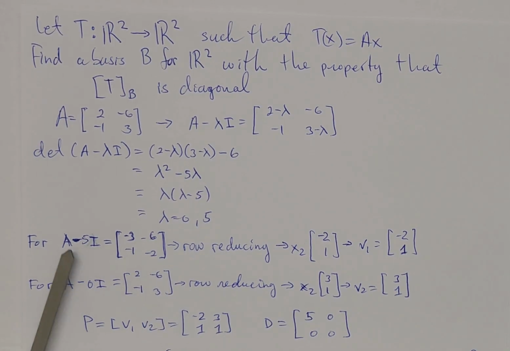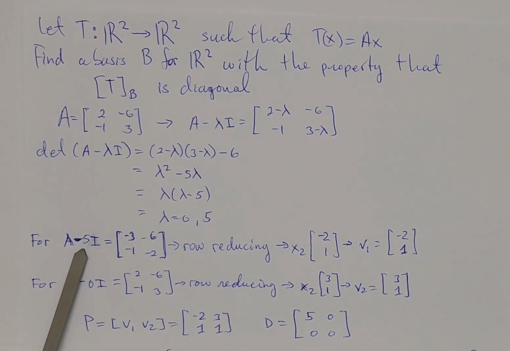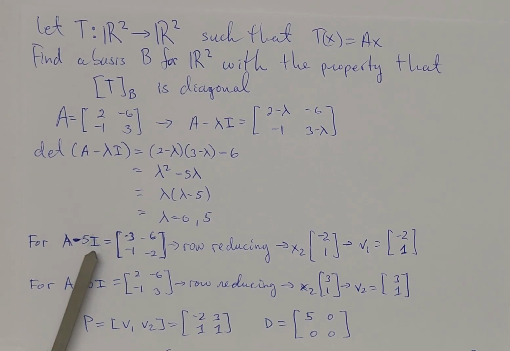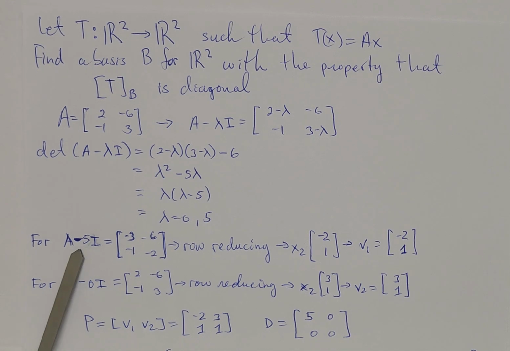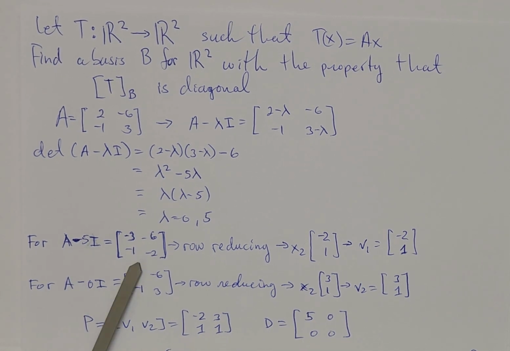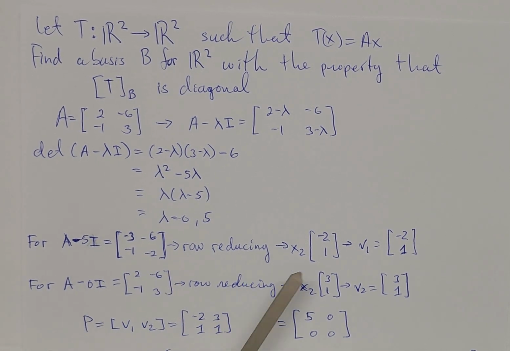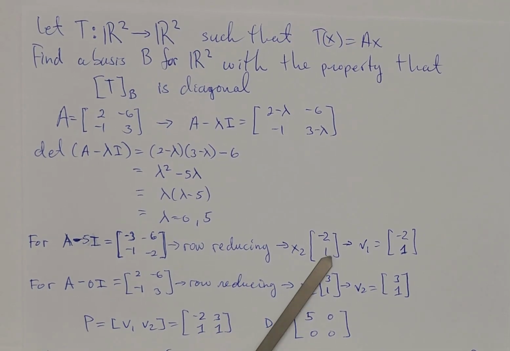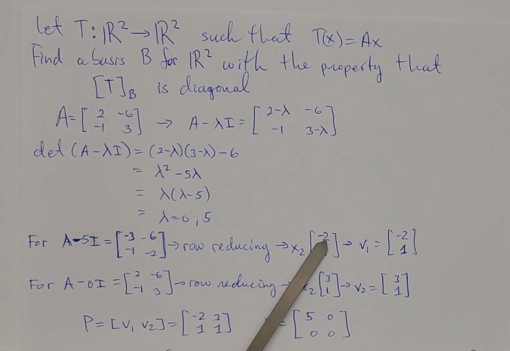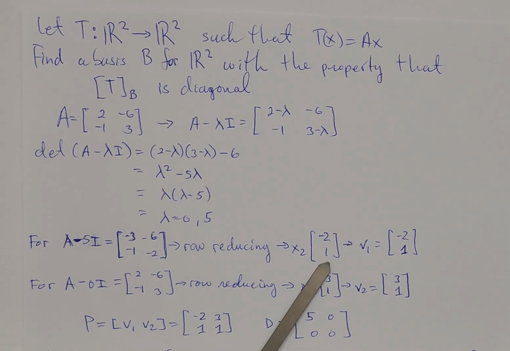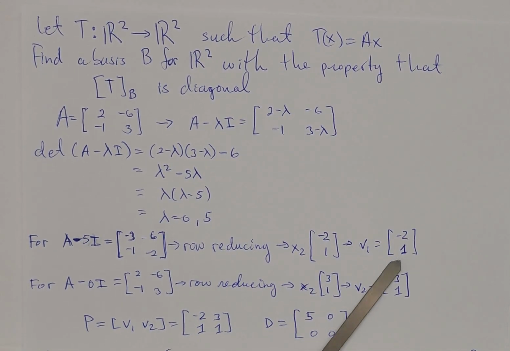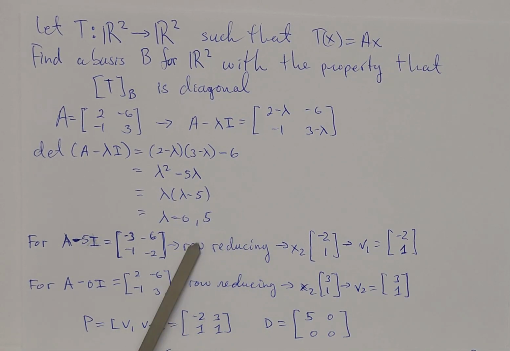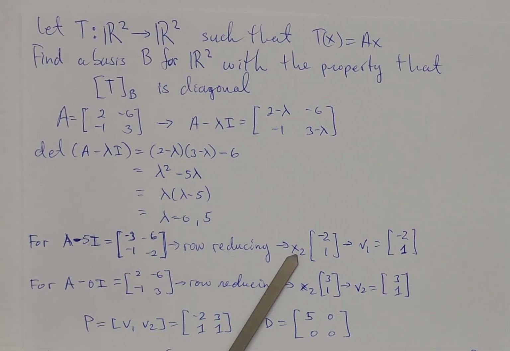After that, instead of lambda, you put the 5 in, so A minus 5I. This is the solution after you do A minus 5I. After that, do row operations and then label all of my terms according to x, and it comes out to be negative 2, 1, and this will be our vector 1. Again, remember how to do row operations and how to put all of the terms in terms of x.